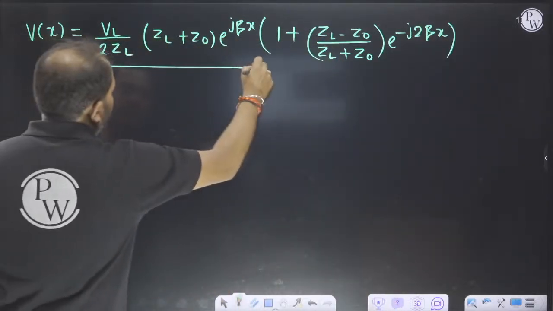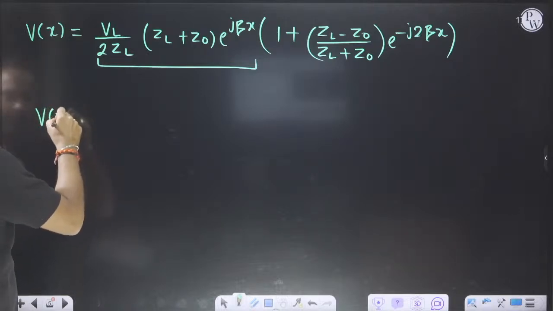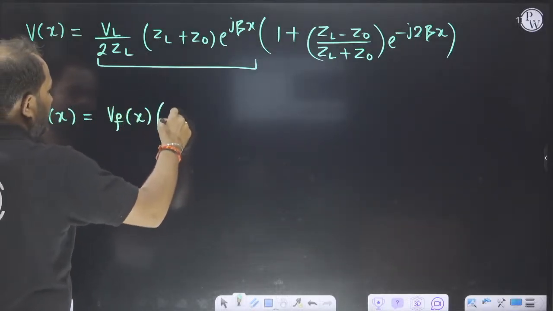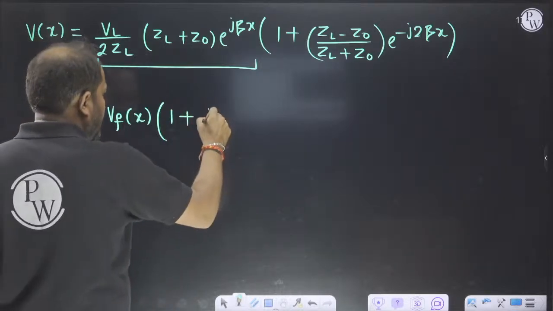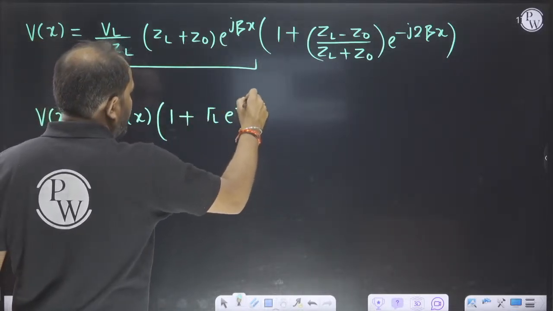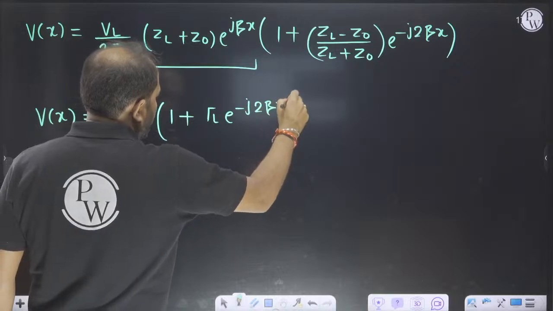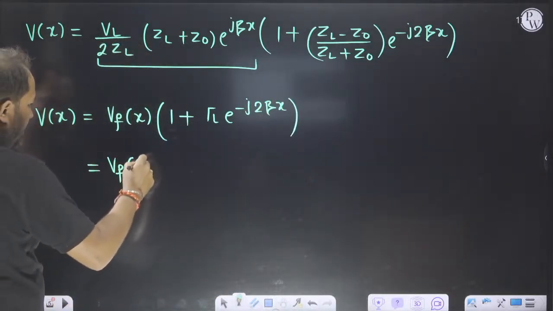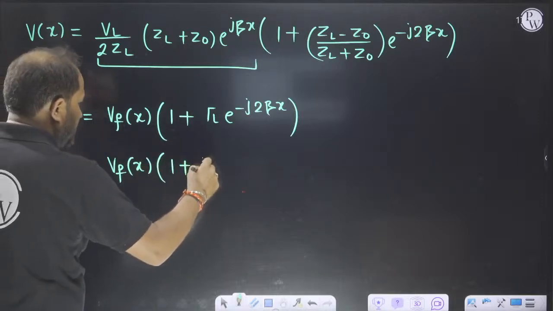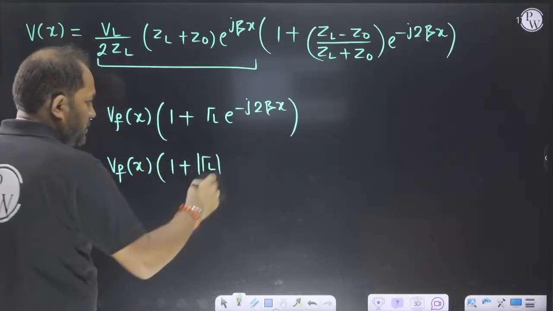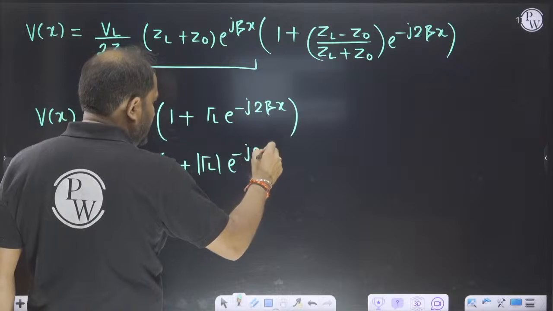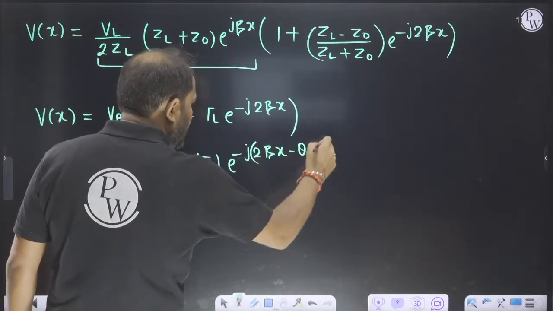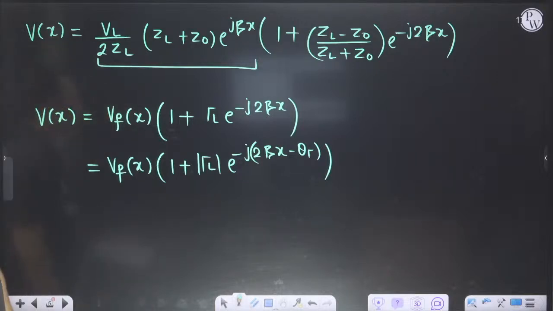This one is the forward wave. So V(x) will be equal to V_F(x) times [1 plus (Z_L minus Z_0)/(Z_L plus Z_0), which is gamma_L, e to the power minus j2βx]. Then V_F(x) times [1 plus magnitude of gamma_L e to the power minus j(2βx minus theta_gamma)]. We have derived this.